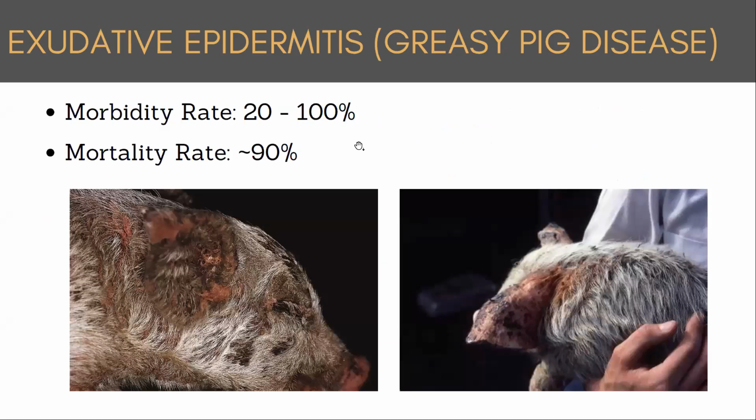So, morbidity rate, or the rate in which susceptible animals can get the disease, is 20 to 100%. So, in case pwede kang magkaroon ng outbreak sa farm mo, pwedeng lahat ng baboy mo maapektuhan ng disease na to. And mortality rate can reach up to 90%. So, mataas-taas ang mga apektado kapag naapektuhan ang mga baboy mo. Halimbawa 100% sa farm, there's a chance na 90% ng population ng baboy mo is mamamatay sa disease na ito.